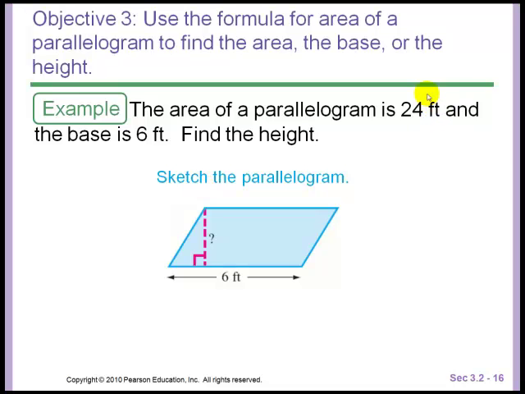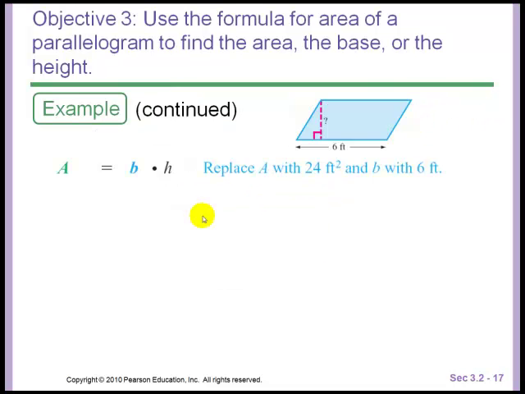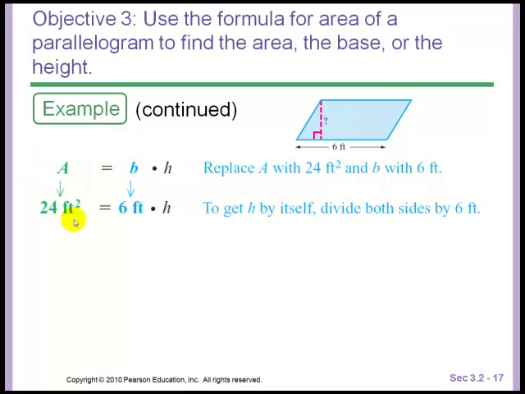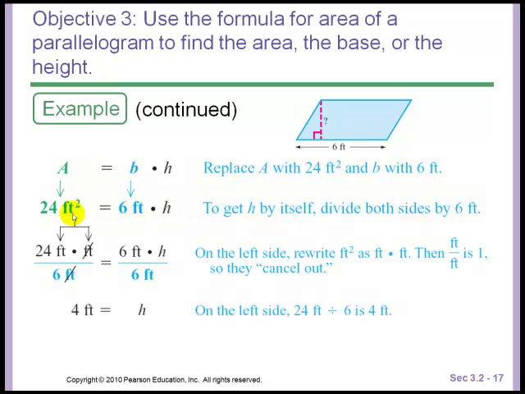Oops, there's a typo here. The reason there's a typo is the area should have been feet squared. We're going to replace the area with the 24 feet squared and the base with the 6 feet. To get the h by itself, we're going to divide both sides by 6 feet.